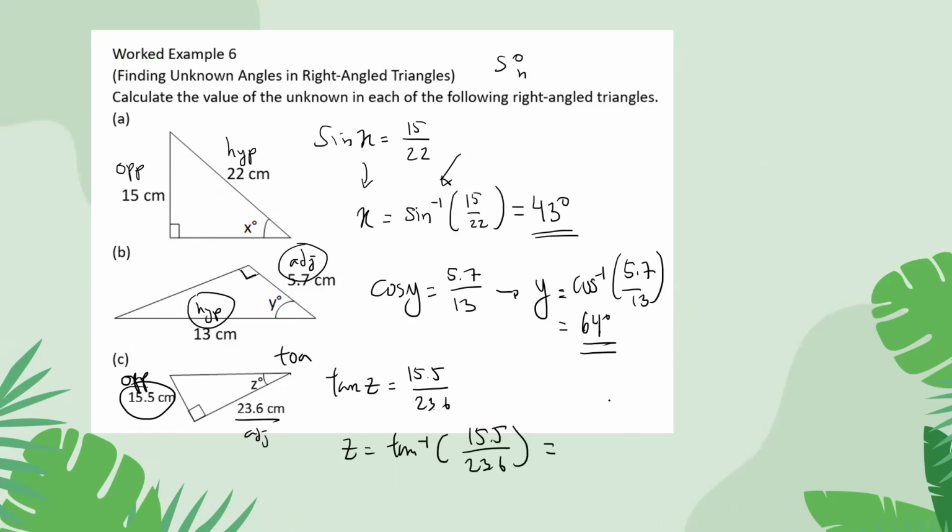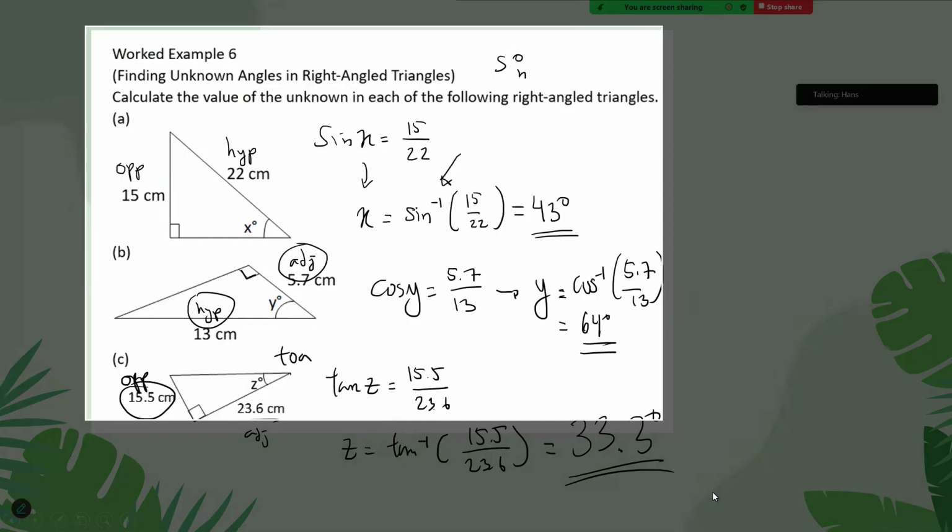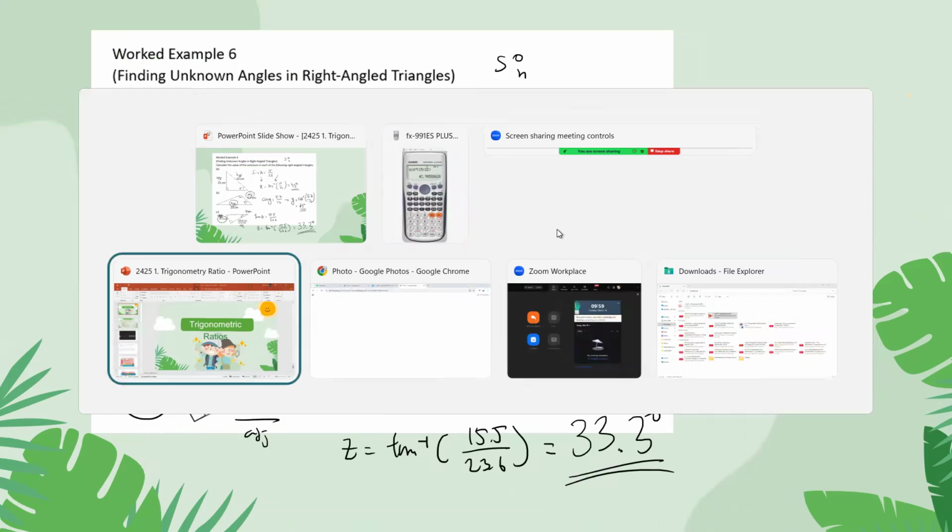Answer, please. 33.3 degrees. Okay, thanks. So that's the way you do it. This is quite simple, not so complicated. You just use the calculator. I will put it in the notes. You can access it anytime later.